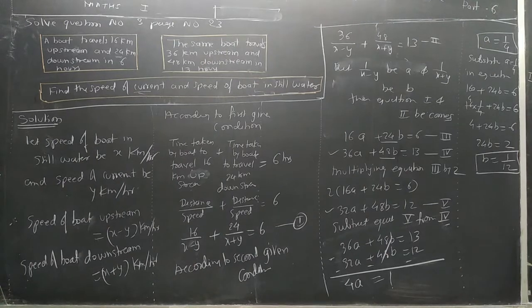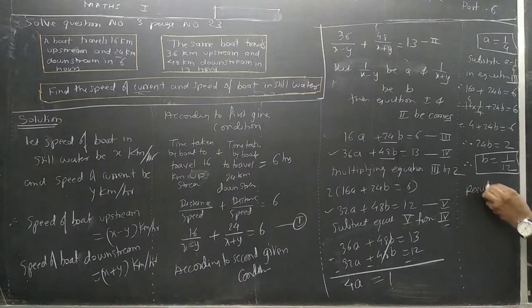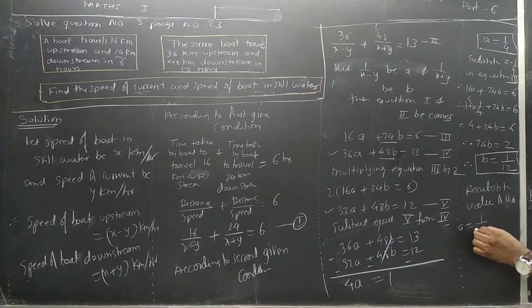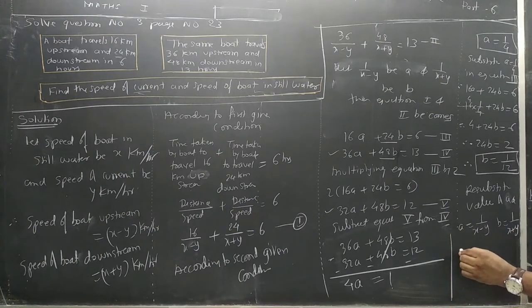Okay, got it? So now what are you going to do? Resubstitute the value of x and y. What is the value of x? Sorry, a and b. A is equal to 1 upon x minus y and b is equal to 1 upon x plus y. So the value of a, 1 upon 4, is equal to 1 upon x minus y. And here 1 upon 12 is equal to 1 upon x plus y.